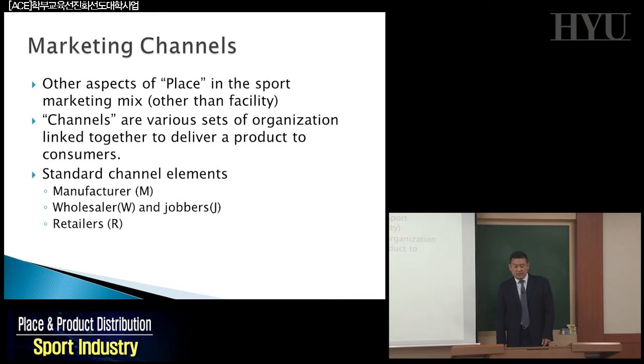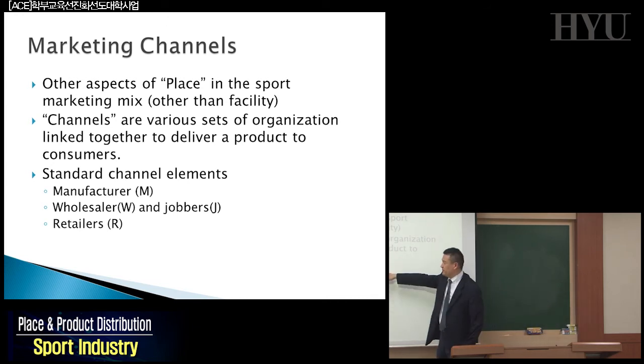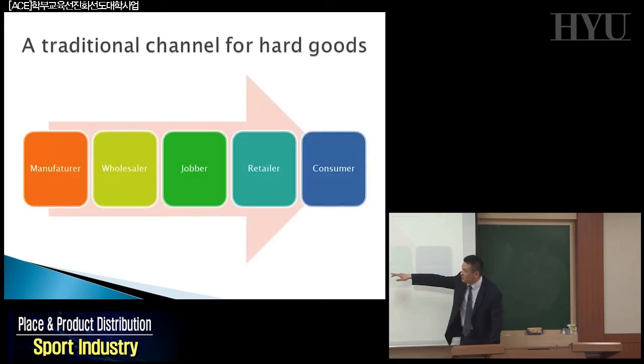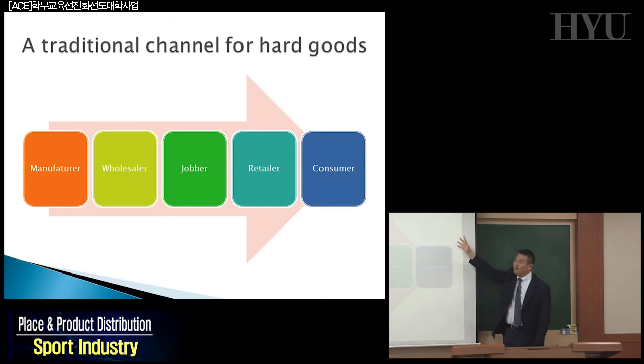Next one will be marketing channel, okay? Other aspects of place in the sports marketing mix. Channels are various sets of organizations linked together to deliver a product to consumers, okay? There are four standard channel elements: manufacturer, wholesaler, jobber, and retailer. Look at the picture: manufacturer, wholesaler, jobber, retailer, consumer. That picture shows a traditional channel for hard goods, okay? Any sports product has to go through this process.